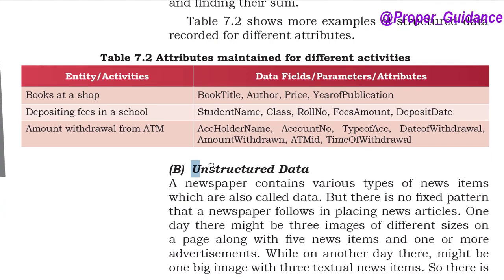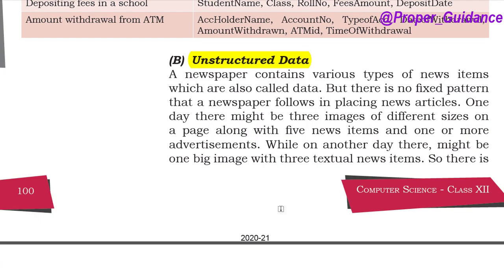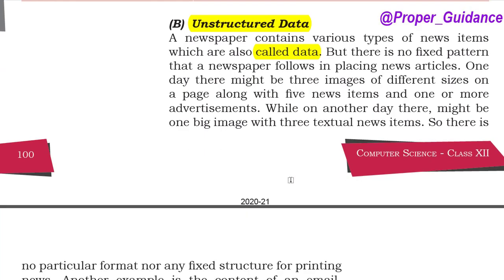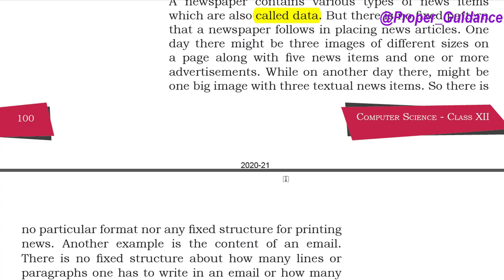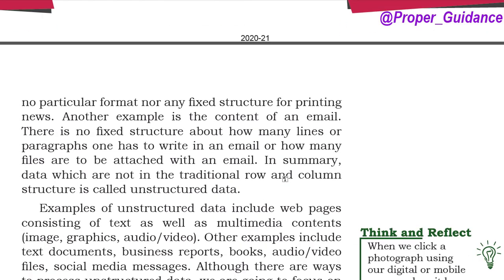And the second one is unstructured data. As the name implies, no structure is followed here. Our newspaper contains various types of news items, which are also called data, but there is no fixed pattern that a newspaper follows in placing news articles. One day there might be 3 images of different sizes on a page along with 5 news items and 1 or more advertisements, while on another day there might be 1 big image with 3 textual news items. So there is no particular format or fixed structure for printing news, right?